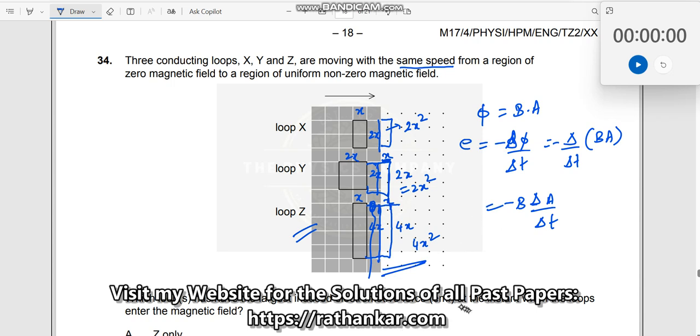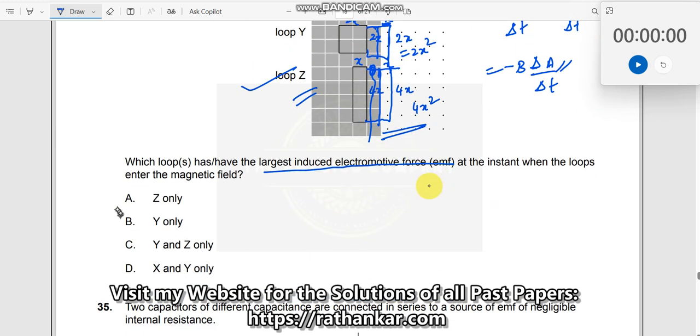What is the question here? Which loop has the largest induced EMF? The largest induced EMF depends only on delta A, the change in area, which is largest only for loop Z. So therefore, loop Z is the right answer. Z only is the right answer.